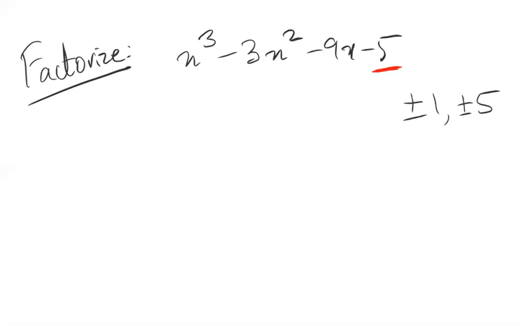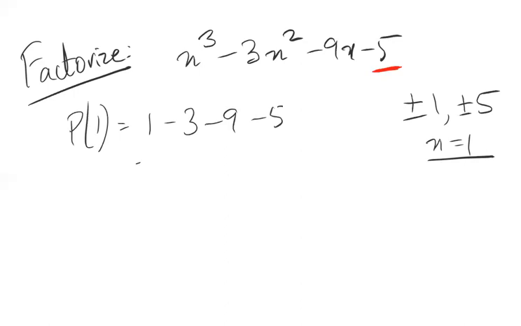So check p is equal to +1 first. Put x is equal to 1. 1 minus 3 minus 9 minus 5. What do you get? You will definitely not get 0. You get -16. You're not getting a 0, so you cannot use this.